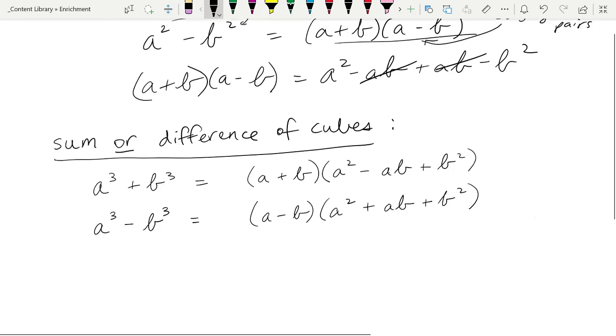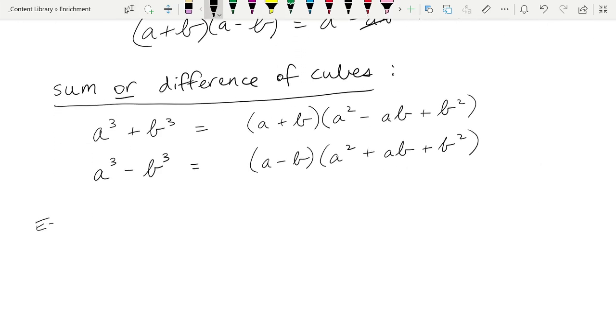So let's just do maybe a quick example. Suppose I noticed that I had 8x cubed minus y to the 6, and I wanted to factor it. Well, is this thing a perfect cube? Yes, it is. It's 2x times 2x times 2x. Is this thing a perfect cube? Yes, it is. It's y squared times y squared times y squared.